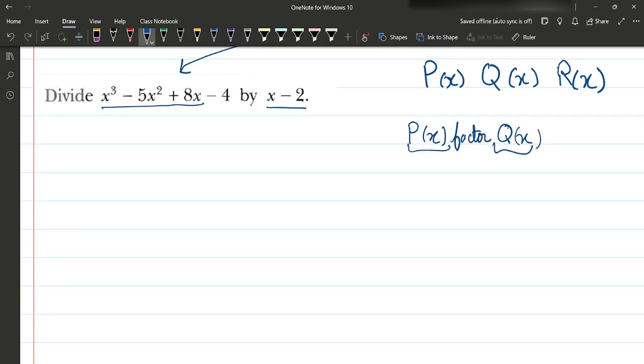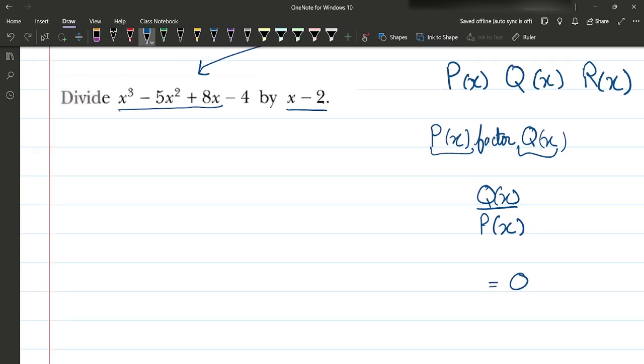If it says p of x is a factor of q of x, that basically means q of x over p of x is divisible. That means you'll get a constant or something like that, but the remainder is going to equal 0 because it's completely divisible. Let's see if this equation is divisible by this. So how do we write this? Well, it's x cubed minus 5x squared plus 8x minus 4, and since we're dividing by this, so x minus 2.